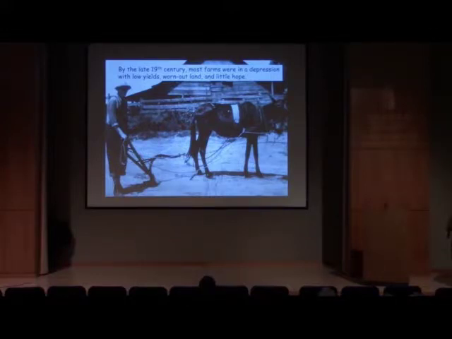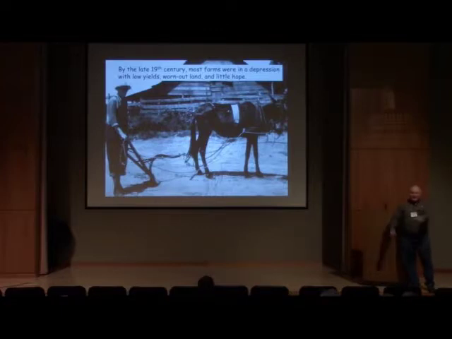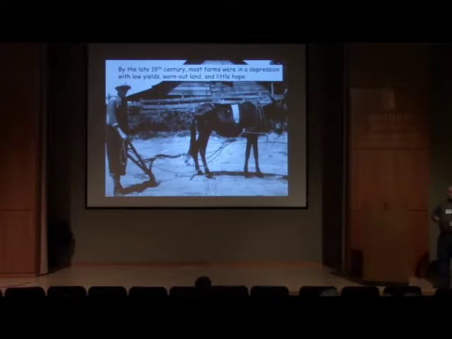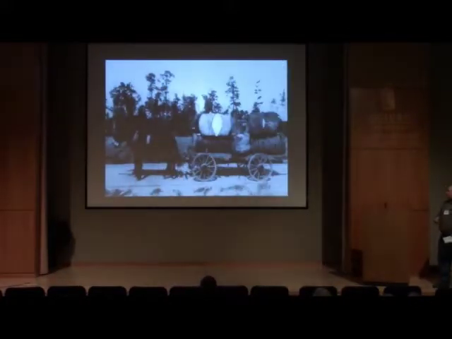By the late 19th century, most farms were in a depression with low yields, worn out land, and little hope. And the amazing thing is that when cotton prices were low and the farmers were destitute, what did they do? Planted more cotton. Yeah, exactly. It's just like the Dust Bowl, the difference is exactly that this occurred before the Dust Bowl. It looks like we would have learned a lesson, but we didn't.